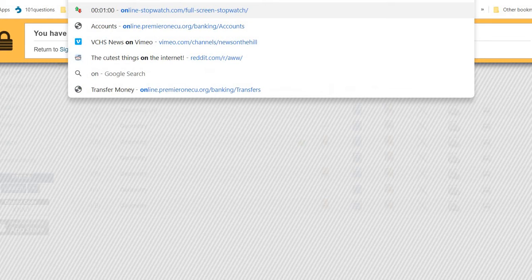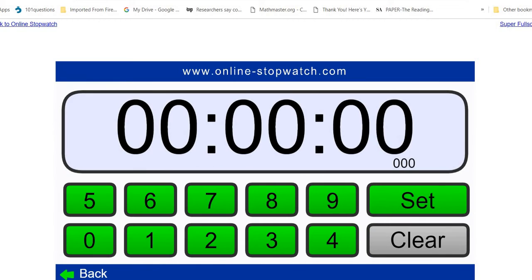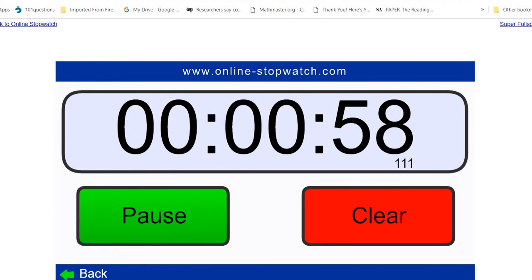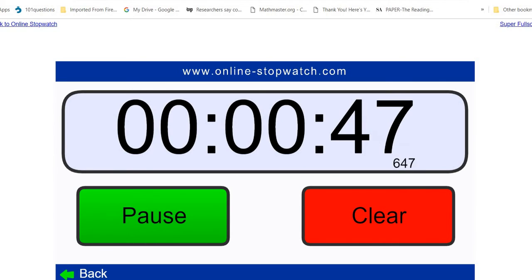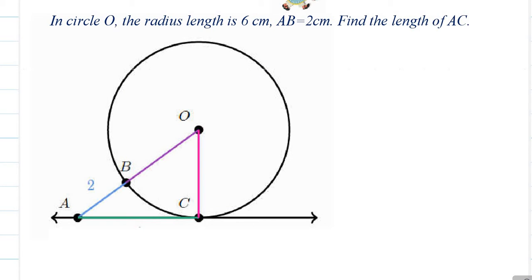Okay, radius. Completely on your own for one minute. Try to do this on your own, folks. That's tough.